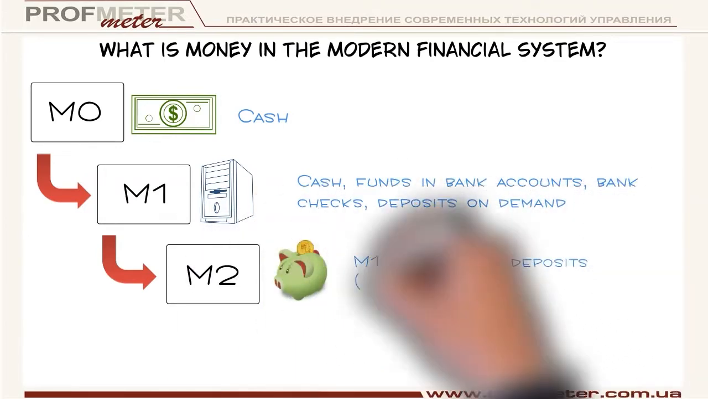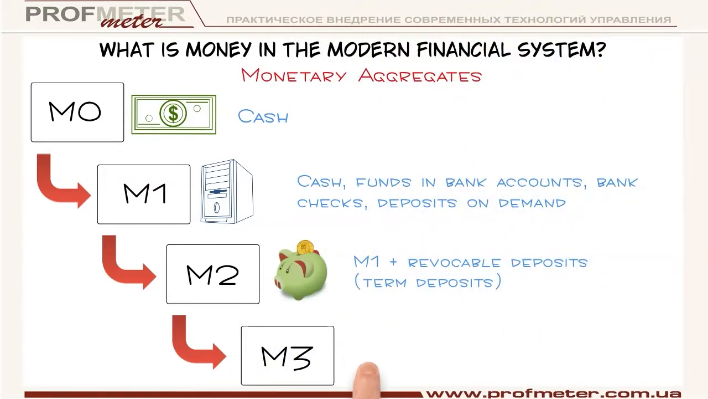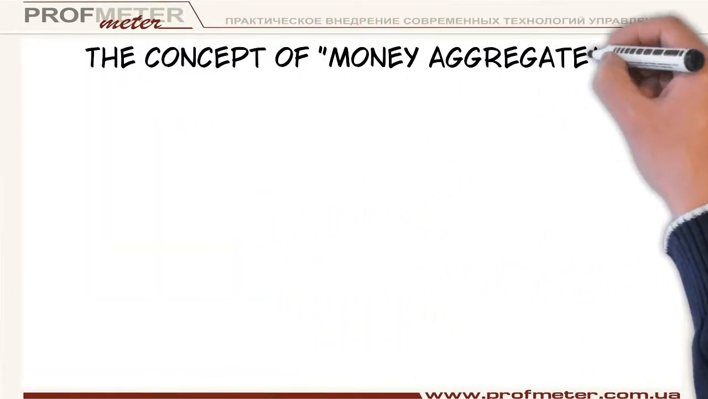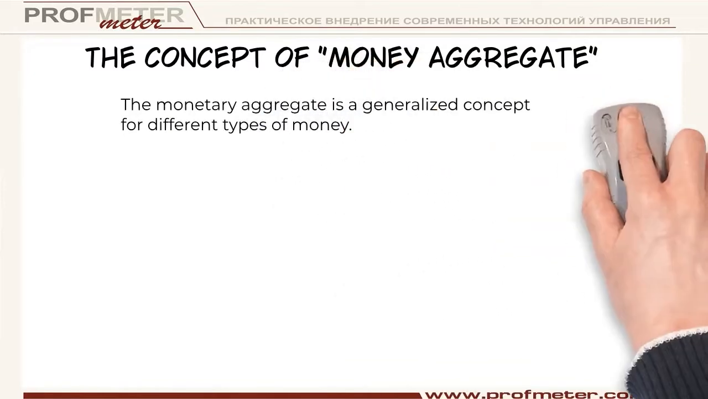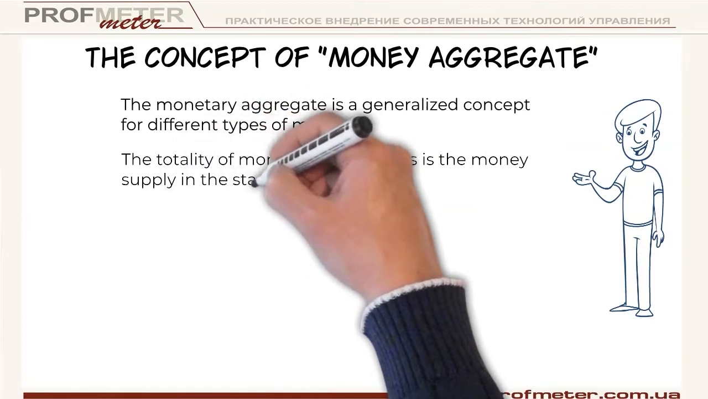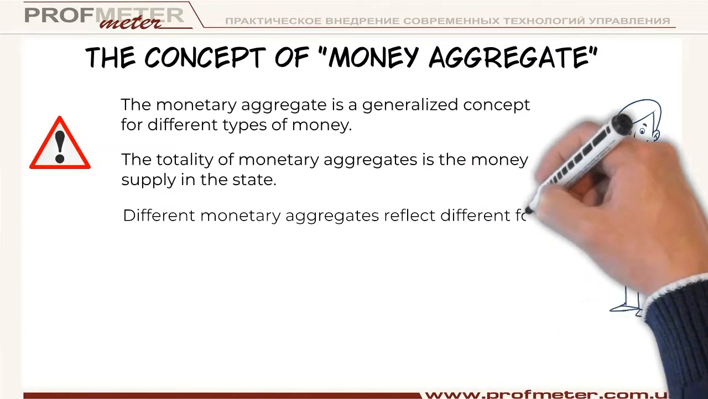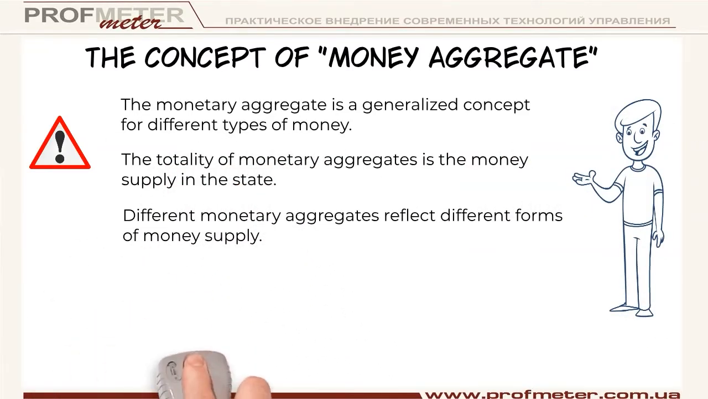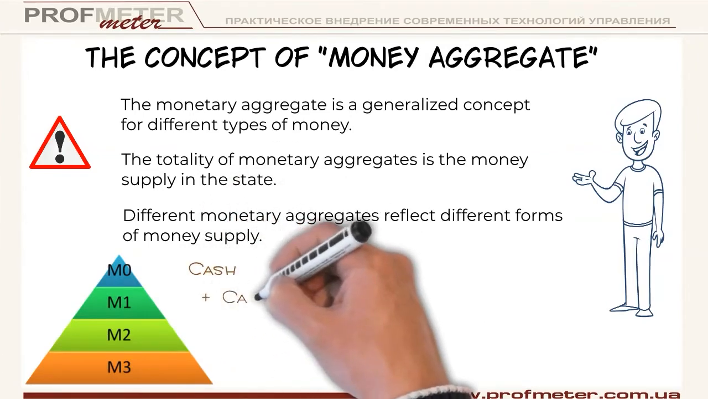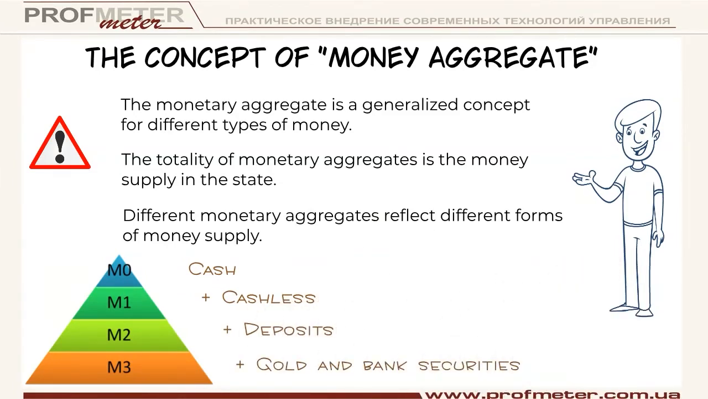Therefore, economic theory operates with the concept of monetary aggregate. There are several monetary aggregates, but we will consider only the most important ones. The monetary aggregate, in other words, the money supply, is the totality of money balances in all possible forms that are at the disposal of the subjects of money circulation. But, as we have already seen, the forms of existence of money can be different. Therefore, in theory, monetary aggregates are numbered from M0 to M3. Each of these figures shows exactly what set of possible forms of existence of money is meant.